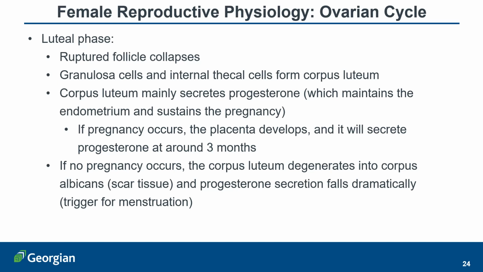If pregnancy occurs, then yes, the placenta will also develop, and around 3 months or so, the placenta will take over the secretion of progesterone from the corpus luteum. If no pregnancy occurs, the corpus luteum will degenerate into the corpus albicans, which is simply scar tissue. Progesterone secretion will therefore fall dramatically, and that is actually the trigger for menstruation.